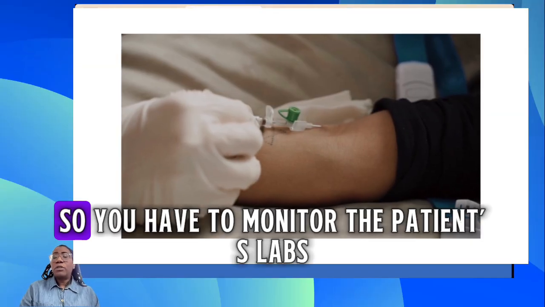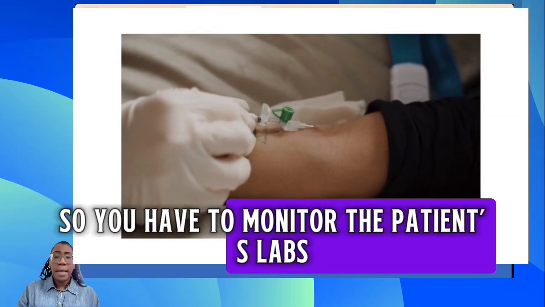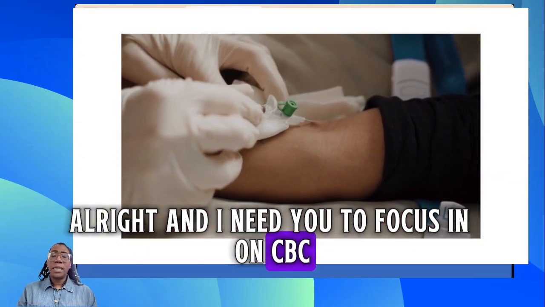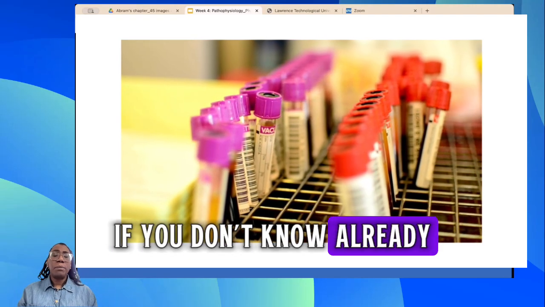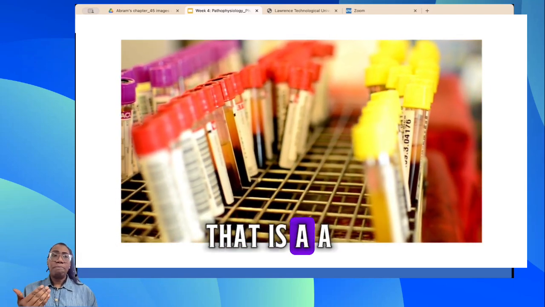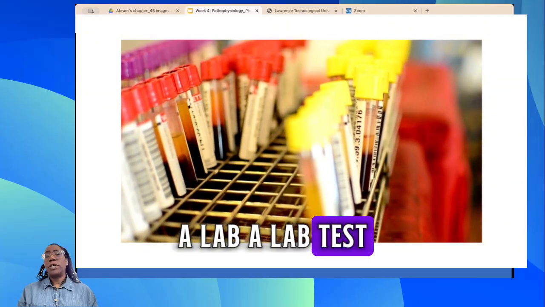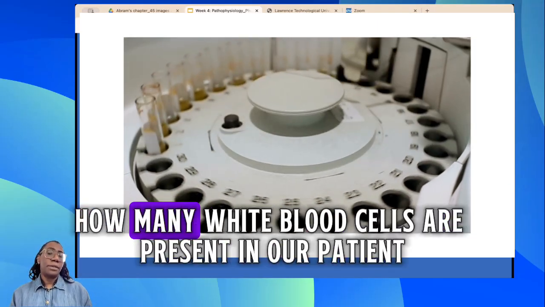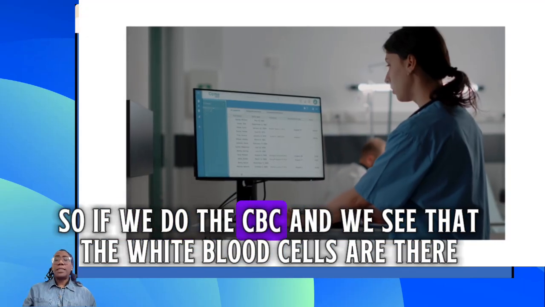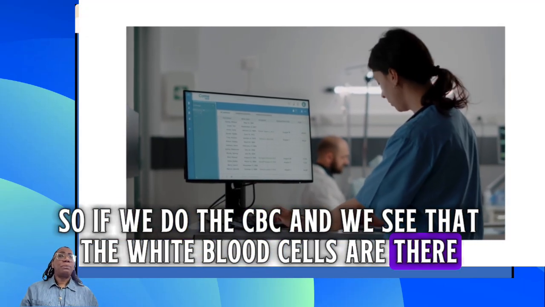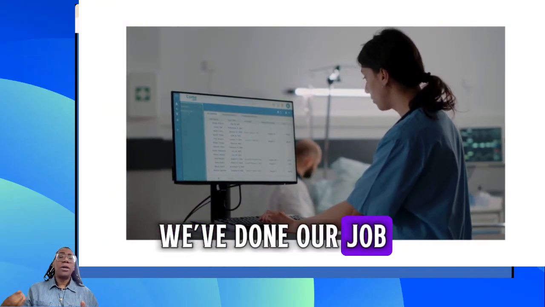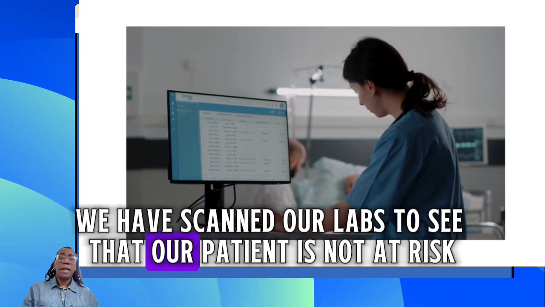So you have to monitor the patient's labs. All right. And I need you to focus in on CBC. If you don't know already, the CBC, or complete blood count, is a lab test that's going to capture how many white blood cells are present in our patient. So if we do the CBC and we see that the white blood cells are there in adequate numbers, we don't worry about it. Okay. We've done our job. We have scanned our labs to see that our patient is not at risk.